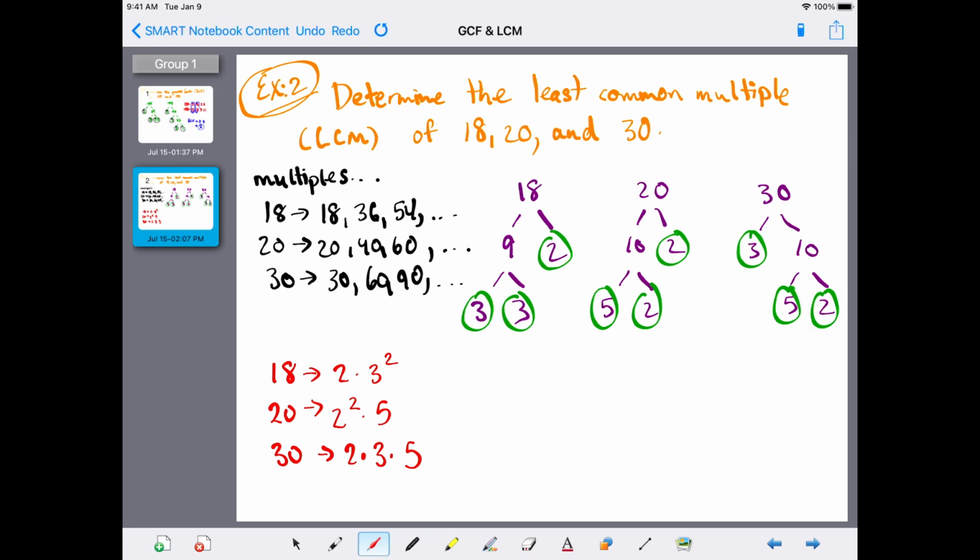So the first one we see, we have a 2, right? And the 2 is in all of them. It doesn't matter that it's in all of them. But we need the one that occurs most frequently. So we look at the 20. The 20 has a 2 squared. So we need to take the prime factor with the highest exponent for that. So we take the 2 squared.